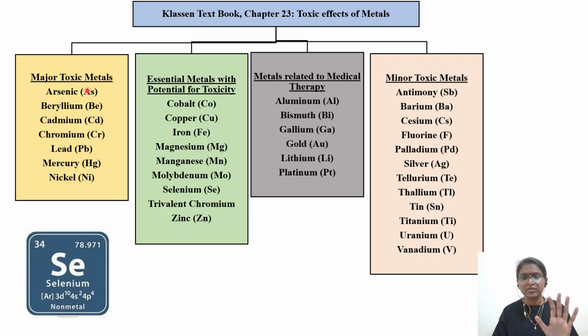This slide I have prepared so that we can categorize the chemicals based on toxic metals. You will get one question in the exam with respect to metal toxicity. So pause here, try to remember what the major toxic metals are, what the essential metals with potential for toxicity are, metals related to medical therapy, and minor toxic metals.